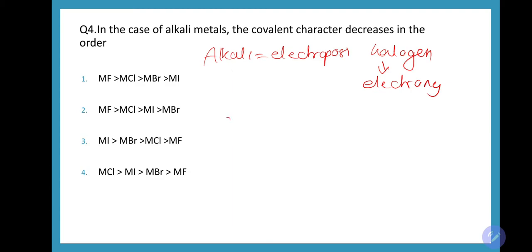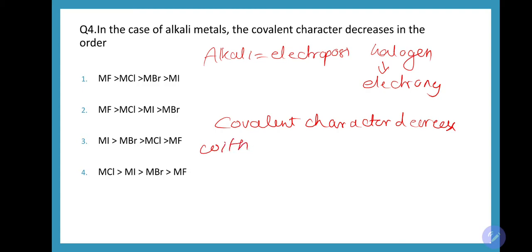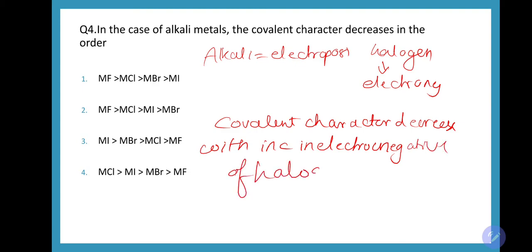Do remember that the covalent character decreases with increase in electronegativity of halogen. Okay, so the answer is what? The answer will be C. That is MI, then MBr, MCl, then MF. Clear? Okay, now let's move to the next question.